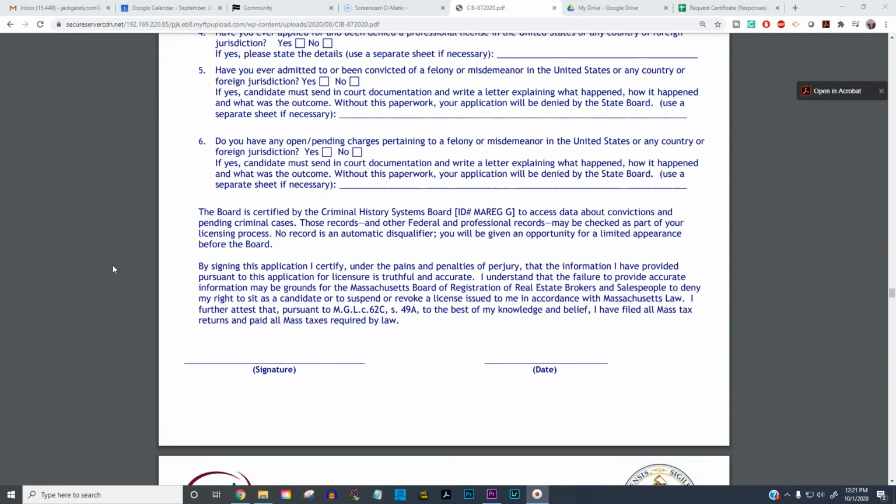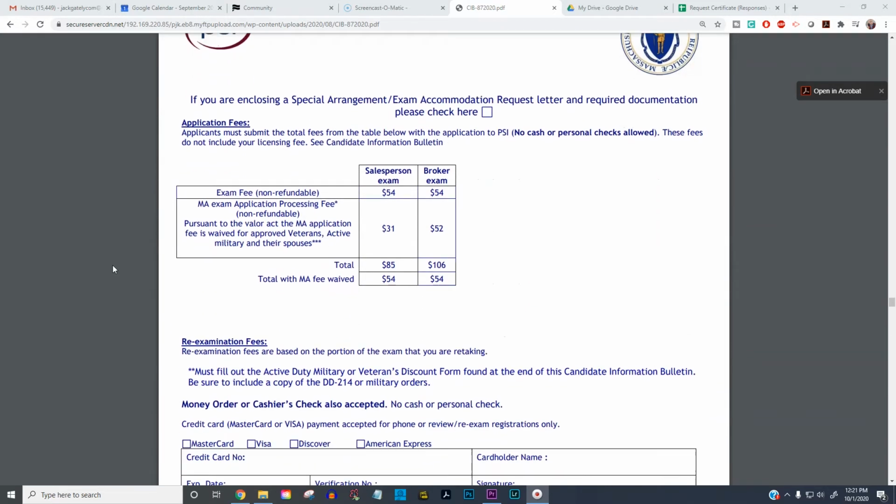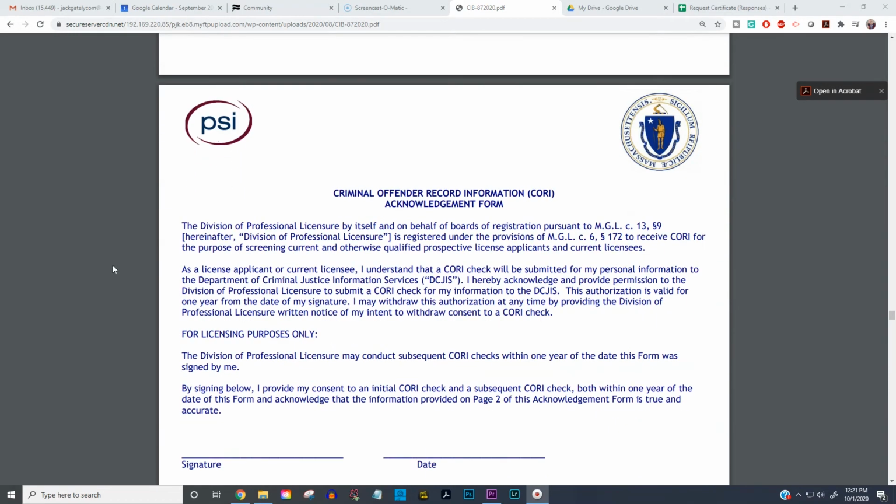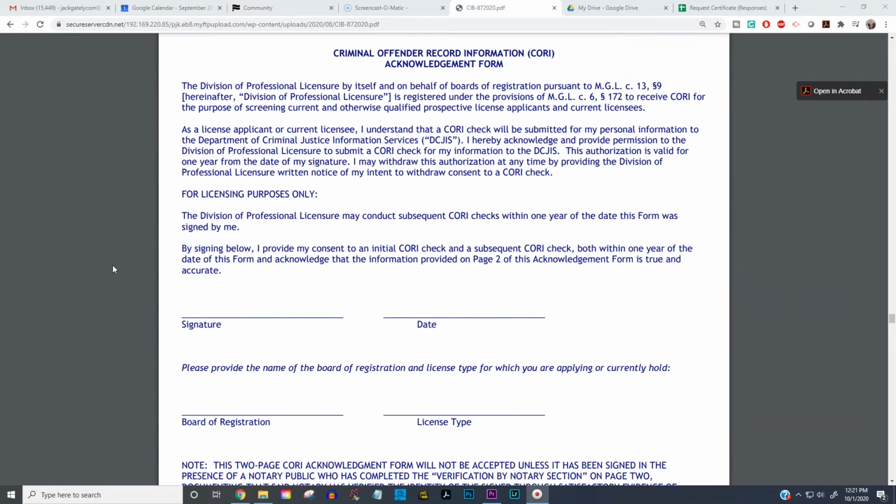And they remind you that you're going to have a CORI check, a criminal history check. Further down, they mention the price of the exam, and they include a place where you can put your credit card information to pay for the exam. After that is the CORI form, the acknowledgement form. You'll need to get this notarized, and you should not fill it out until you're in the presence of the notary.